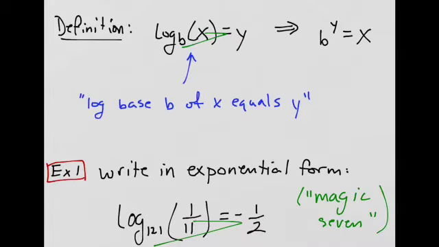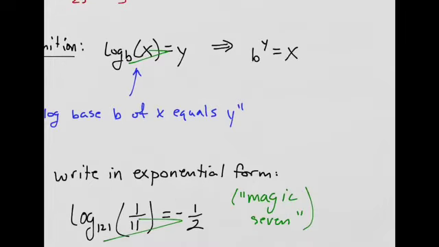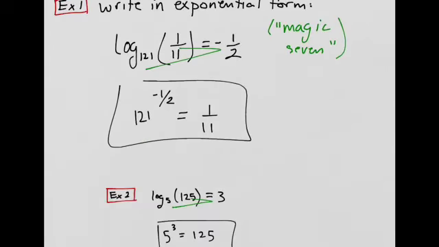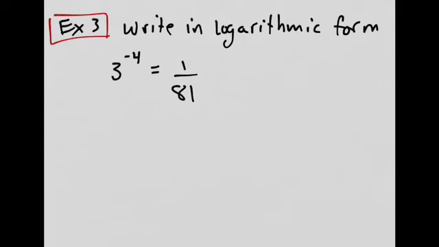This b is the base of the logarithm. This b is the base of the exponent. So the base is always the base, no matter whether you're in logarithmic form or exponential form. So if we want to write it in logarithmic form, we make log base 3, because 3 is our base there, of something equals something else.